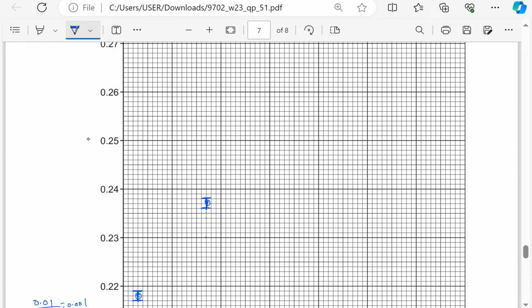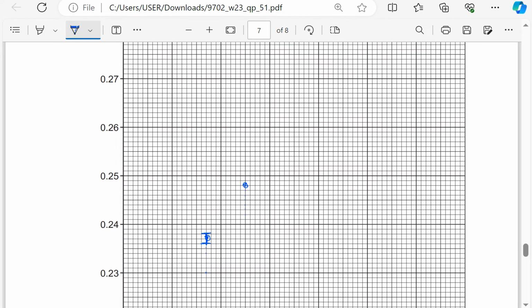So this is 241, 242, 3, 4, 5, 6, 7, 8. So this is the point here. And then the errors were 0.002. So I add 2 boxes up. Use a ruler to draw this. And 2 boxes below, use a ruler to draw this. Then I join the bars with a vertical line. Make sure it is bold enough.